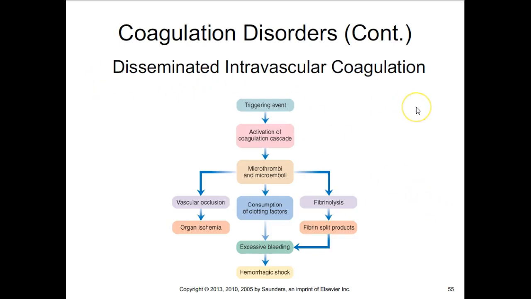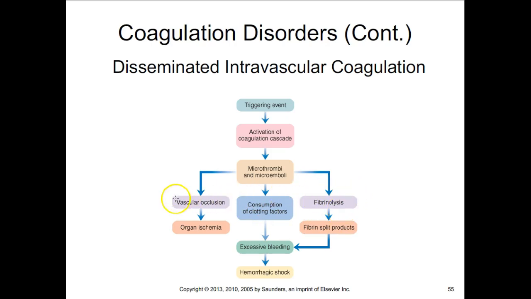So disseminated, or DIC, disseminated intravascular coagulation, is usually going to be triggered by something, maybe a high fever, an infection of some kind, a blood loss of some kind, activation of the coagulation cascade, leading to microthrombi. And so once all of this activation of the cascade causes these little microthrombi and emboli, you're going to have vascular occlusion, and then consumption of the clotting factors, and start fibrinolysis.